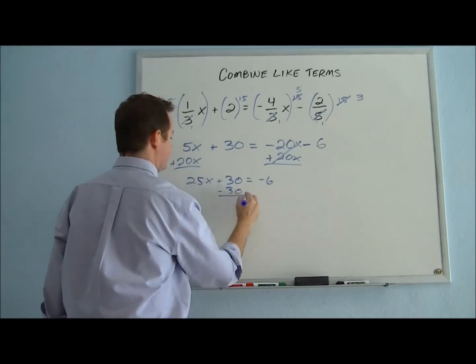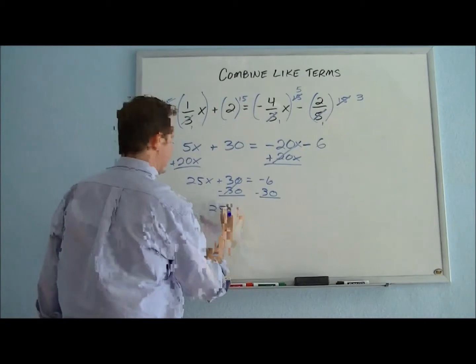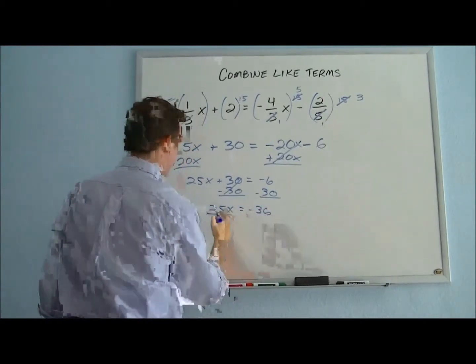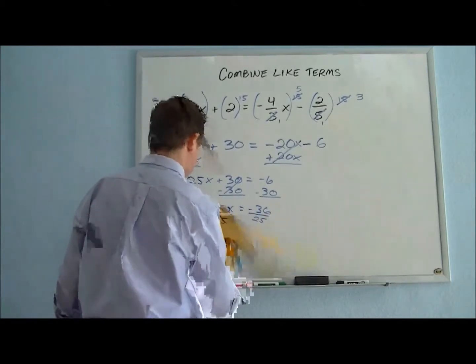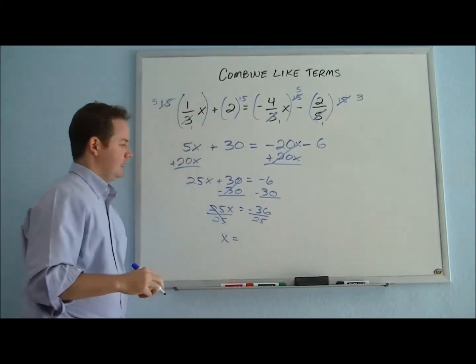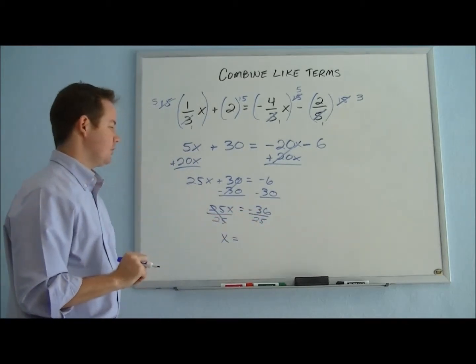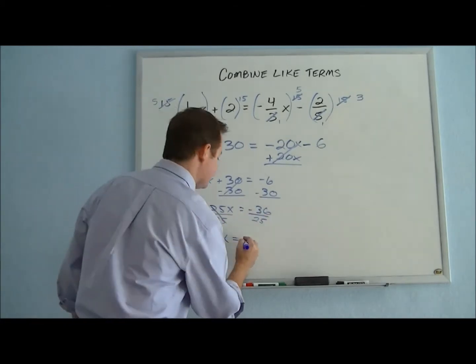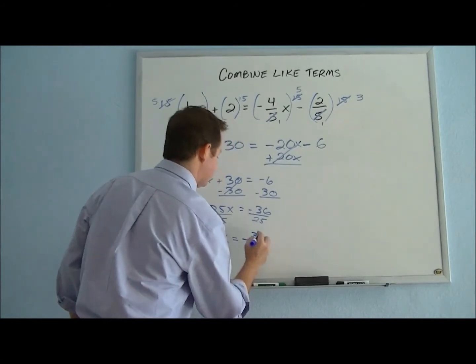We subtract 30, because remember we're trying to get the x by itself. 25x equals negative 36. And we divide by 25, divide by 25. x equals, and in this case 36 over 25 unfortunately can't be reduced. There are no values that go into both numbers, so we can leave it as is. Your answer can be written as negative 36 over 25.